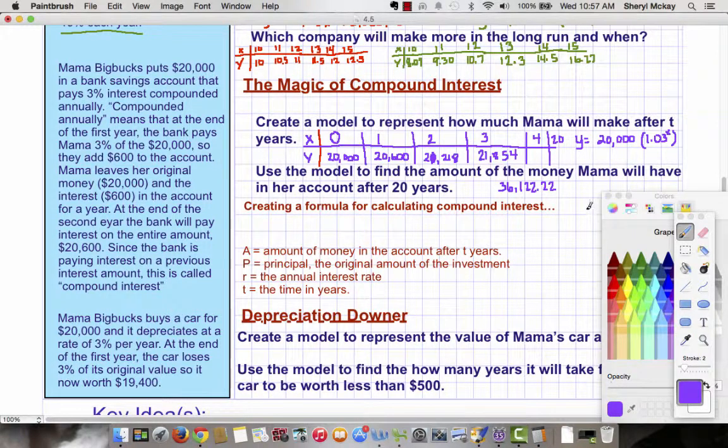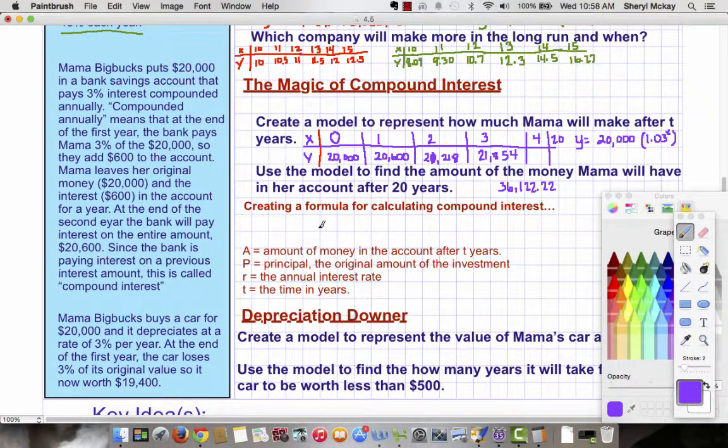So that's pretty cool. In 20 years, she will have almost doubled her money. She's going to have made $16,000 in interest at 3%. So now we're going to talk about creating a formula for calculating compound interest. And this is something that banks use, and it's very similar to what I just wrote over here.